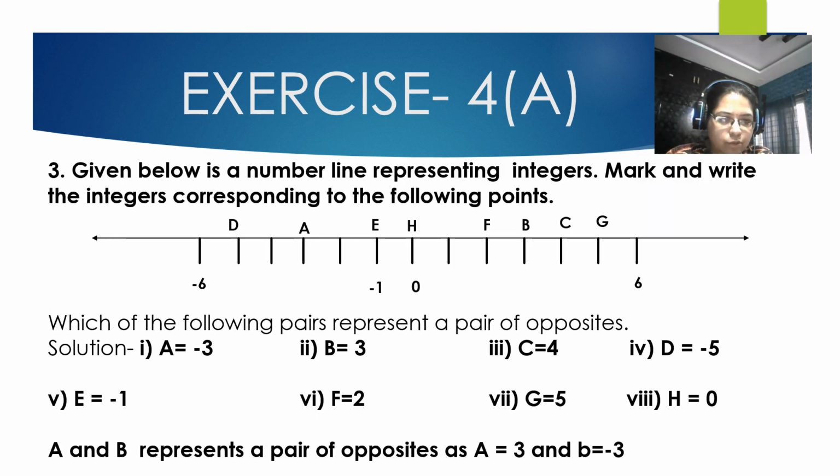Now we'll solve question number 3. Question number 3 is given below is a number line representing integers. Mark and write the integers corresponding to the following points. This is the number line given and we have to find the integers for the following points. We have to find the points for A. Given H is 0, point H is at 0, point E at minus 1, then this will be minus 2.